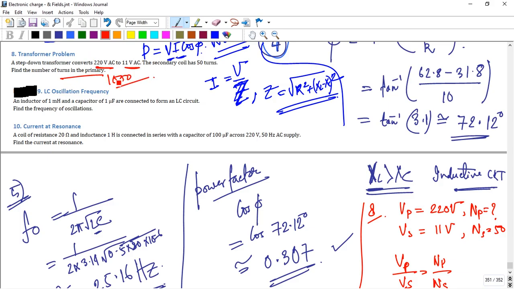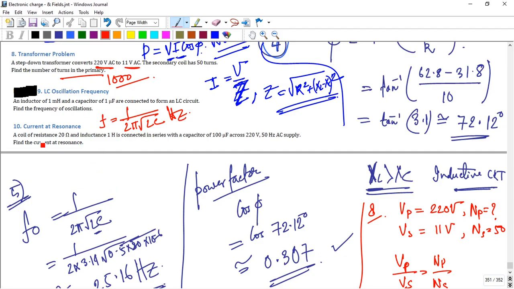Now the question number 9. In an LC oscillation, an inductor of 1 millihenry and a capacitor of 1 microfarad are connected in an LC circuit. Find the frequency of oscillation. That's a direct question. That is F equal to 1 by 2 pi root over of LC. You put the L and C value and pi is 3.14 and put all the data here and you get frequency in hertz. Okay, and you try to solve this on your own.